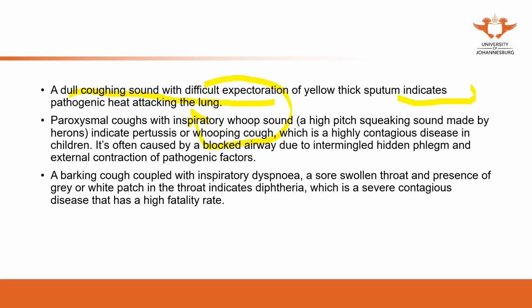That's the clinical indications. How do you know it's the heat attacking the lung? Firstly, why is it the lung? Because of the coughing. The coughing is related to the lung. Why is it the heat? That's because of the yellow sputum. And also the difficult expectoration is also because of the heat. Because the heat concentrates the sputum, it becomes sticky. That's why it will present with difficult expectoration.